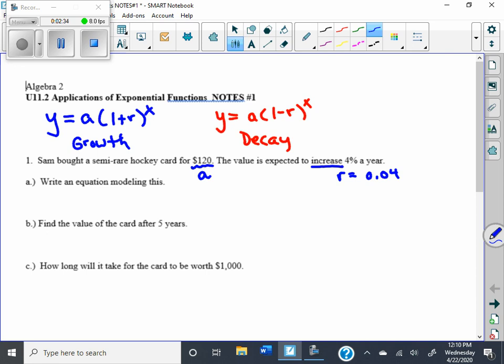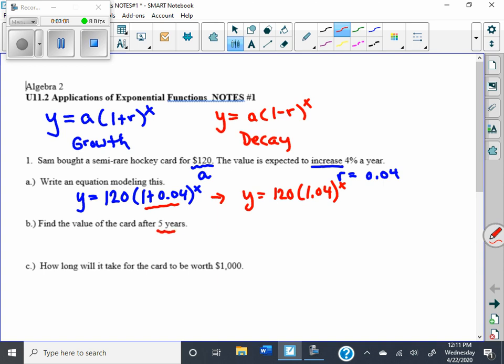We can plug those two numbers into our formula because it says write an equation that models this. So y equals 120 times (1 plus 0.04), and we raise that to the x power. You could also simplify inside the parentheses to clean it up a little, so that would be 1.04 to the x power. There's our equation. Now we can use that equation to answer question B: find the value of the card after 5 years.